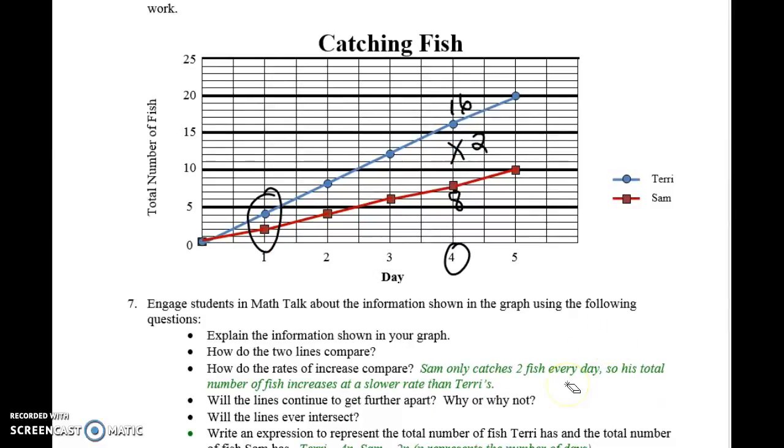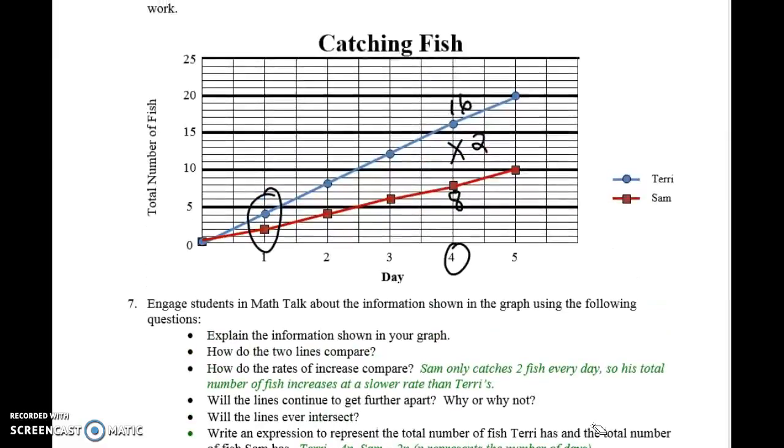We know that Sam's number only increases by 2 fish each day, and Terry's number increases by 4 fish each day. What could that say about Terry and Sam as fishermen? Terry's more advanced. Possibly. What else could it say that maybe we're not talking about? Maybe Terry uses a different rod. Maybe goes to a different place. Better bait. Better weight. That's right.